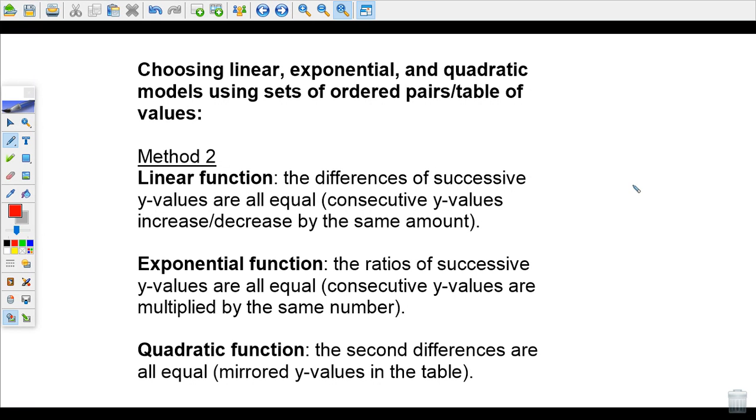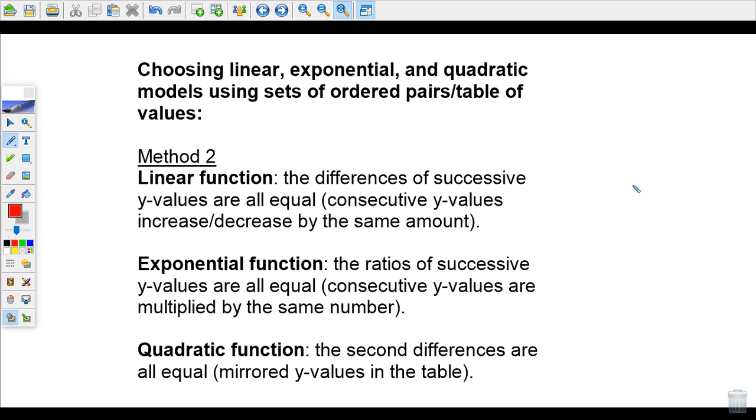The second method does not use a graph. The second method is strictly looking at the ordered pairs or the table of values and deciding linear, exponential, or quadratic. So in a linear function, the differences of successive y values are all equal. That really means that consecutive y values are going to increase or decrease by the same amount. So from one y value to the next, to the next, it's going up by the same amount or down by the same amount.